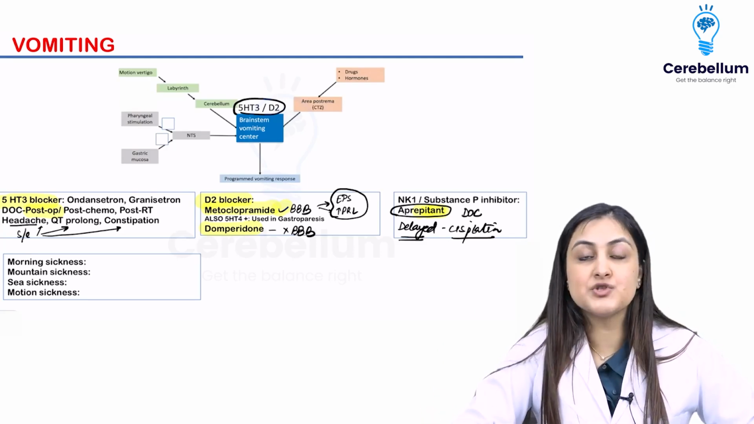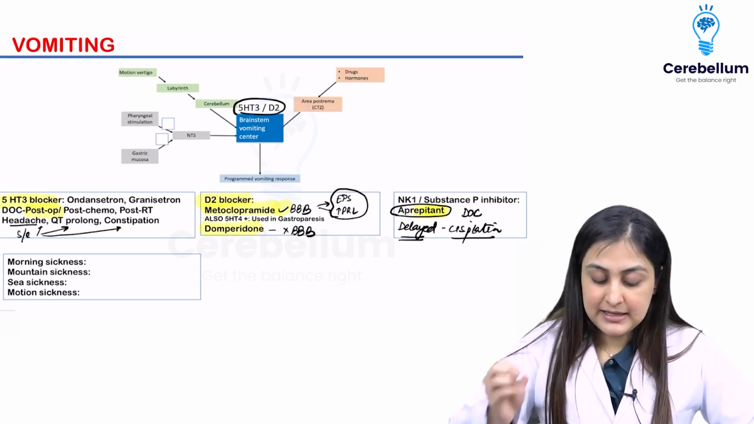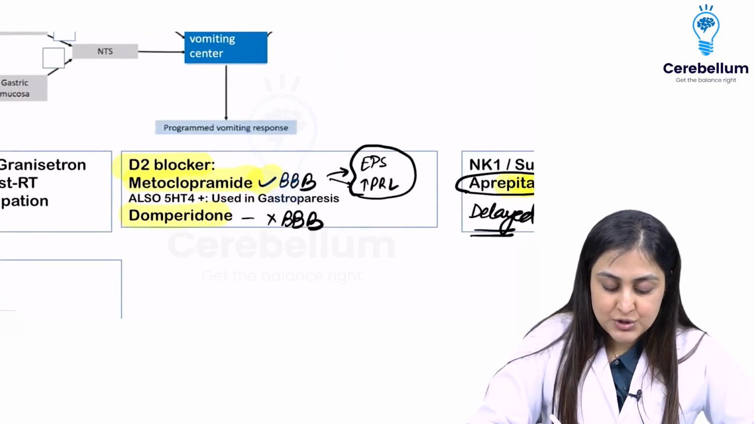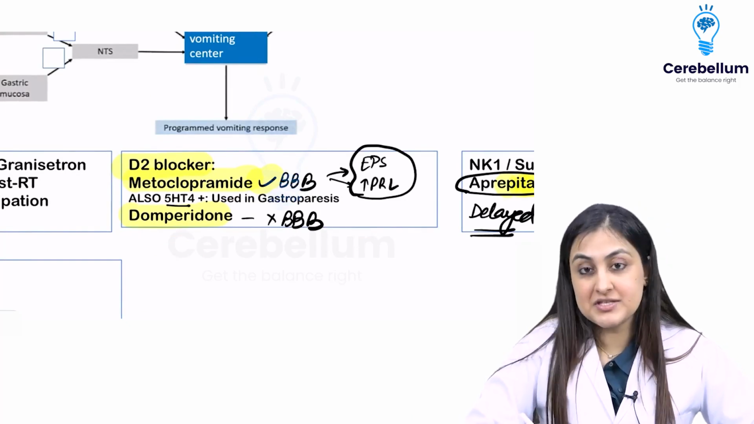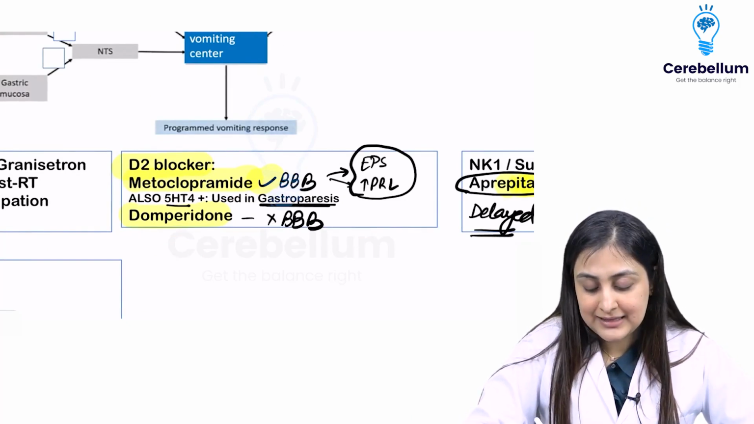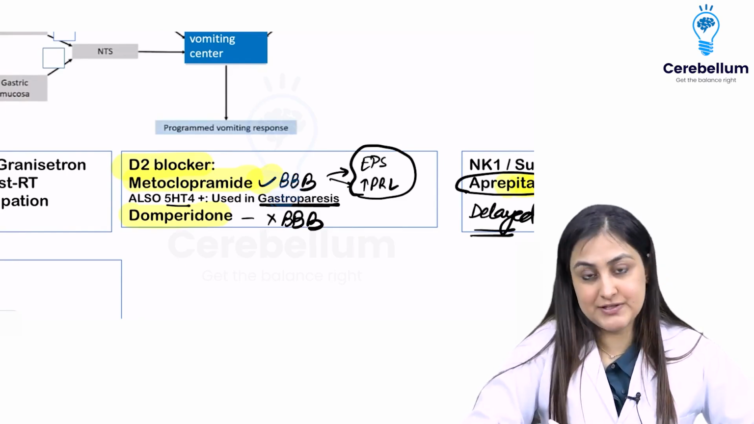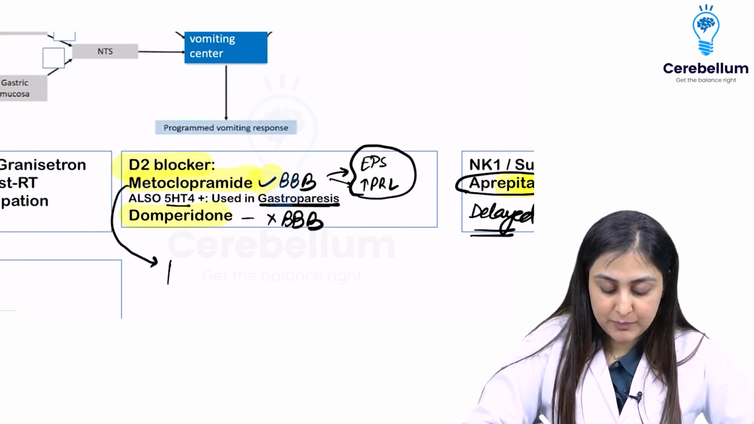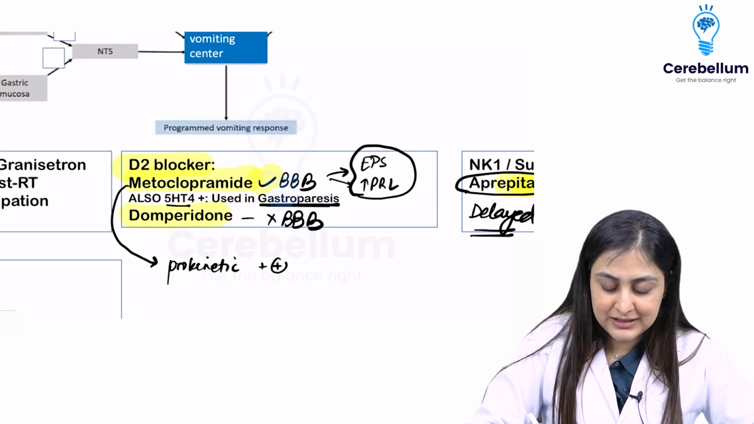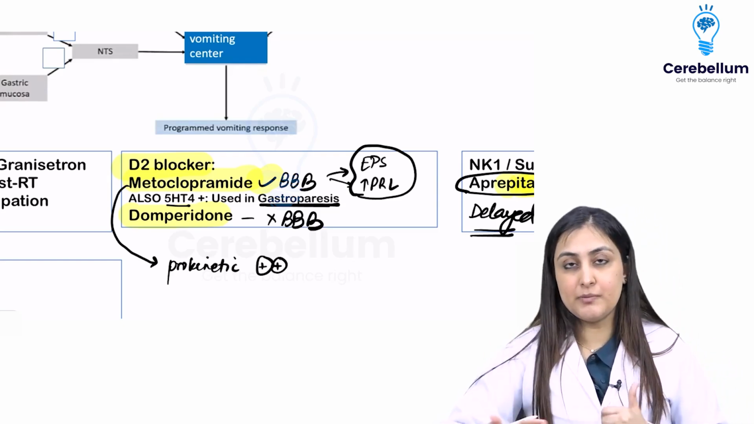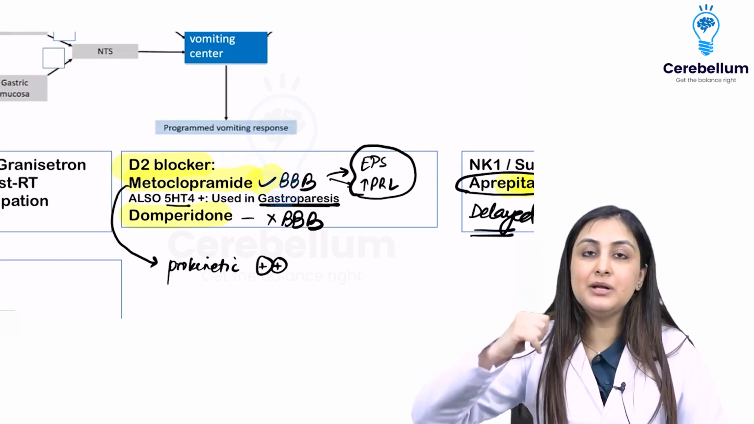Whereas domperidone is not going to have such effects. Metoclopramide is also a 5-HT4 agonist, and that is why this is a prokinetic which can be used in gastroparesis. Very important. So metoclopramide is also a prokinetic. So you want to remember everything is pro in metoclopramide. It pro crosses the blood-brain barrier.